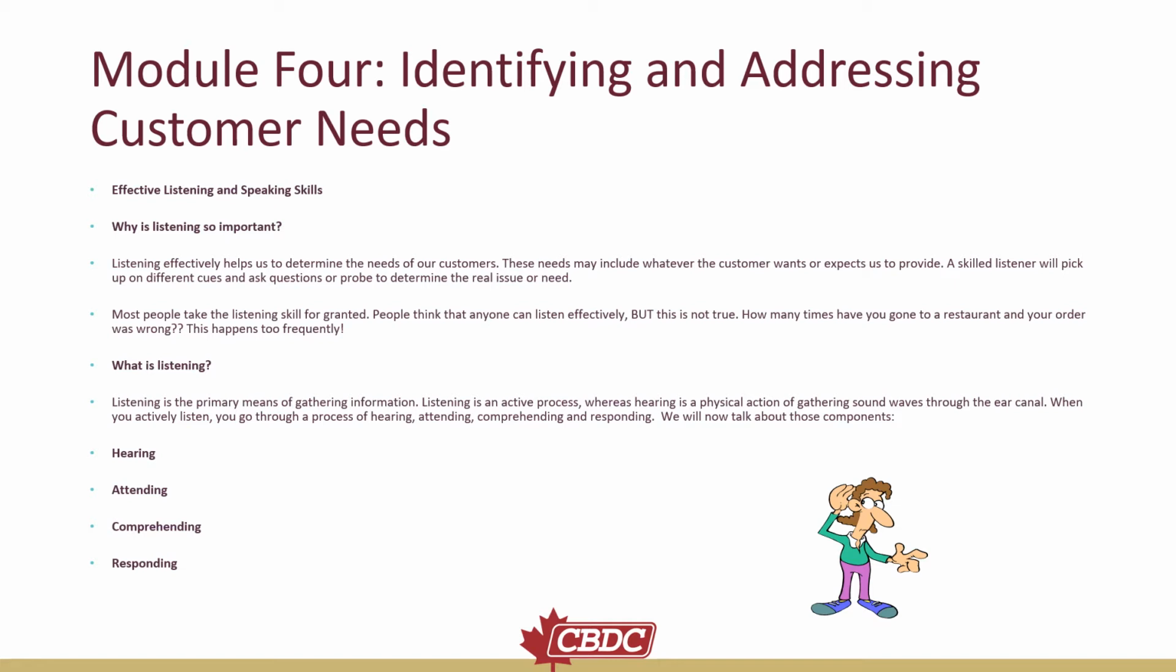Most people take listening skills for granted. People think that anyone can listen effectively, but this is not true. How many times have you gone to a restaurant and your order was wrong? This happens too frequently. What is listening? Listening is the primary means of gathering information. Listening is an active process, whereas hearing is a physical action of gathering sound waves through one's ear canal. When you actively listen, you go through a process of hearing, attending, comprehending, and responding. We will now talk about those components: hearing, attending, comprehending, and responding.